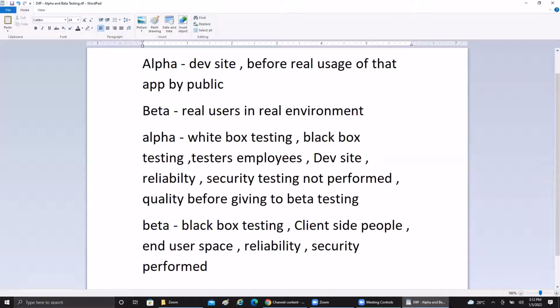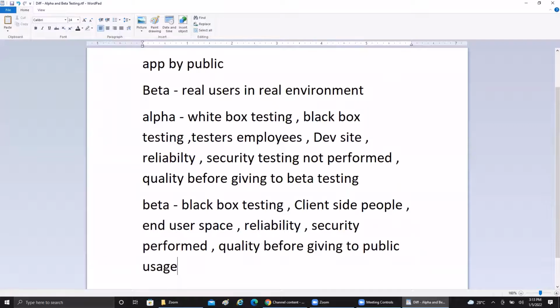Okay, anything you can say. And what does beta testing concentrate on? The client side people, they will be checking in the real environment. Okay, but who are their customers? The outside people. So they also concentrate on checking the quality before giving it to public usage, which means the real implementation. Okay, so this is what is concentrated in beta testing.